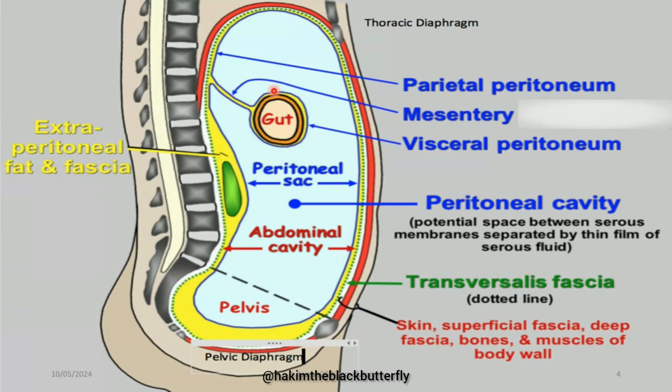Okay. This mesentery is going to serve as a pathway for blood vessels. It's going to serve as an anchoring point that will allow your intestines to easily float within the abdominal cavity. Okay.